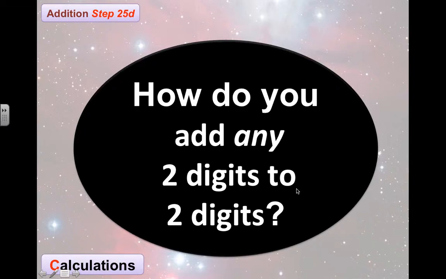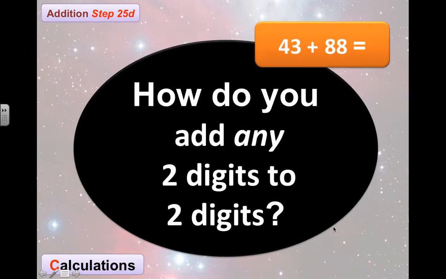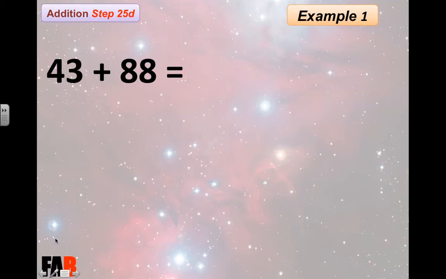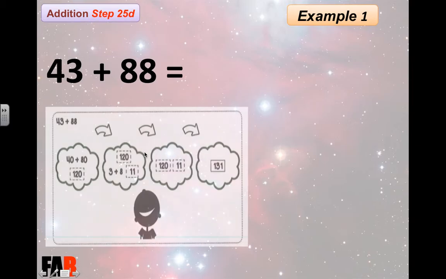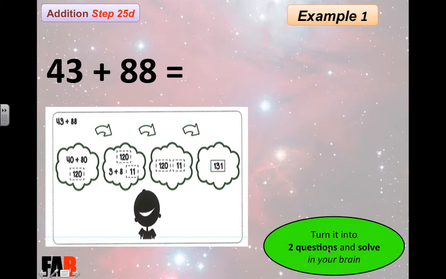How do you add any two digits to two digits? We'll move right along the FAB continuum and we're going to solve these in our brain only. We start off by turning it into two questions and solving those in our head. Now this graphic here shows you what you should be thinking.